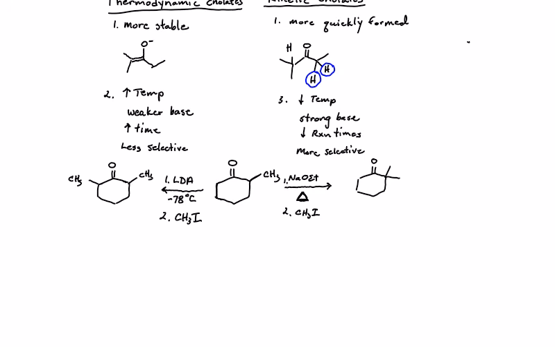Whereas with kinetic enolates, because we're being very careful about how much energy we're putting into that system, we can actually get very high selectivities, 90, 99% sometimes.